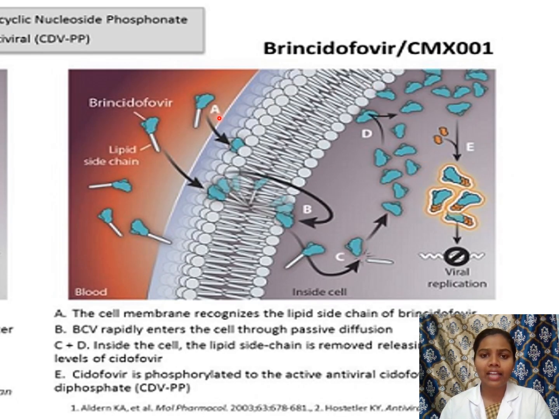Here we can see the action of brincidofovir. This drug has one lipid chain, and it crosses the cell membrane. After crossing the cell membrane, that lipid chain is broken down and the drug goes to the virus, and it prevents the viral replication. Here we can see it is stopping the virus from replicating.